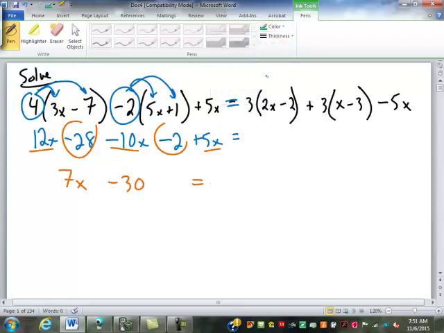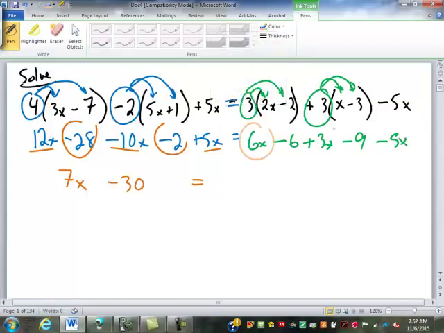On the other side, parentheses, 3 times 2x is 6x. 3 times negative 2, negative 6. 3 times x is positive 3x. 3 times negative 3, negative 9, and then negative 5x.